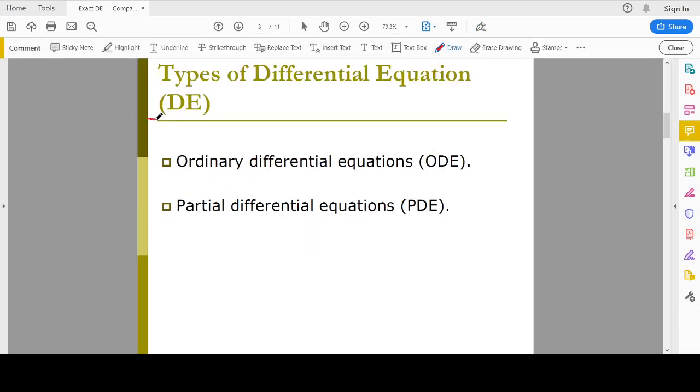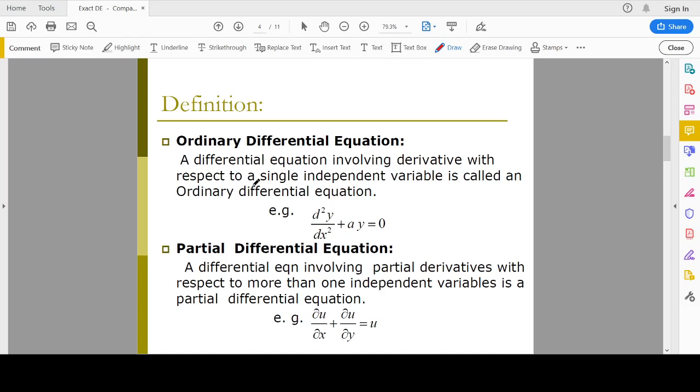Types of differential equation: ordinary differential equation and partial differential equation. In this video, we are going to discuss type of ordinary differential equation. Ordinary differential equation involves derivative with respect to a single independent variable, and in this example here y is dependent variable and only one independent variable, which is x.